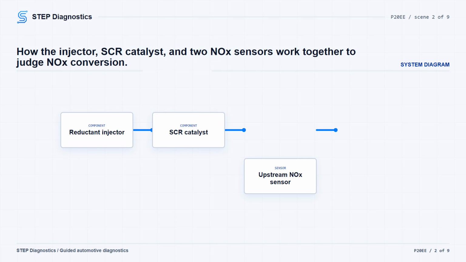Before getting deep into parts, remember how this system works. Reductant is metered into the exhaust ahead of the SCR catalyst, and the upstream and downstream NOx sensors let the module compare engine out NOx against tailpipe out NOx. For P20EE, the important diagnostic idea is simple. The measured NOx conversion efficiency is lower than expected.